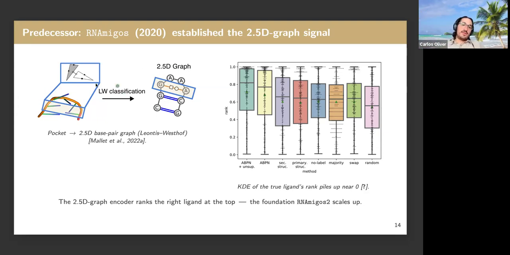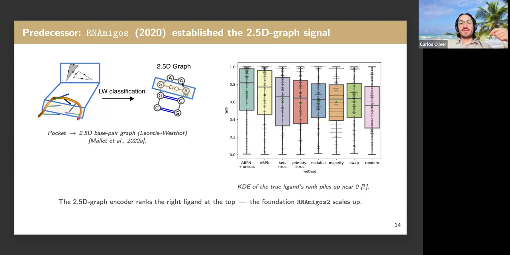And what we did is we took, as I mentioned, these base pairing interactions that occur in loops, which are really important. So we use the Leontis-Westhof classification of these base pair interactions as the engine for how we present the target of interest to our model.